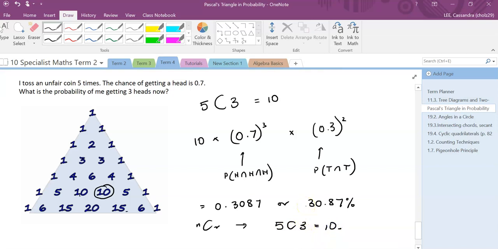So there you go. That's how we can use Pascal's triangle to determine probability in situations where we have 2 outcomes in an experiment.